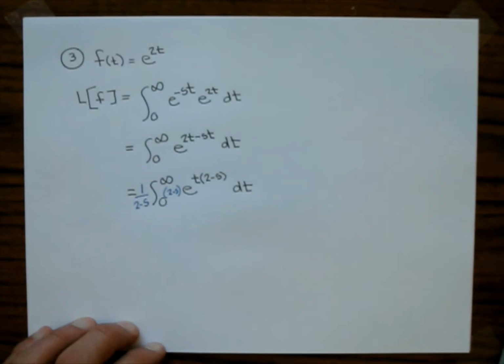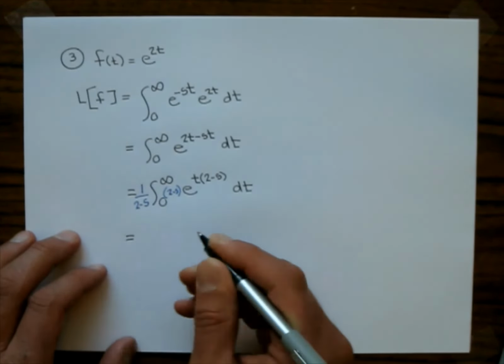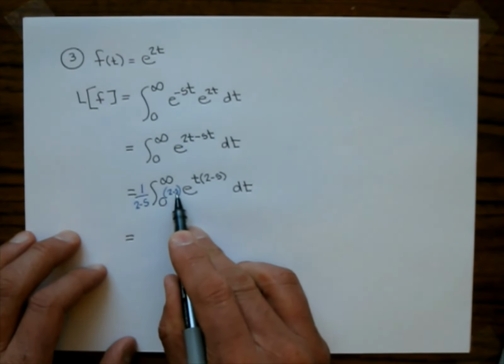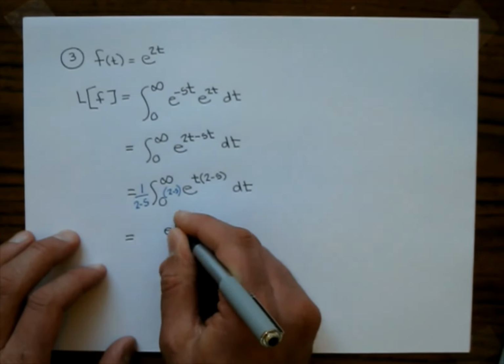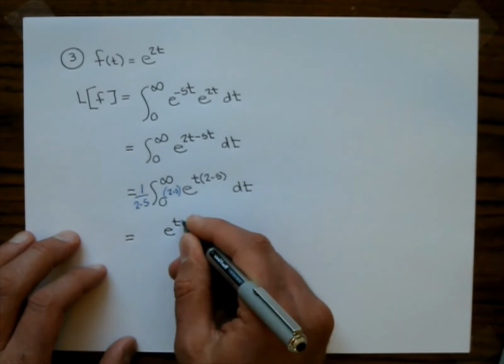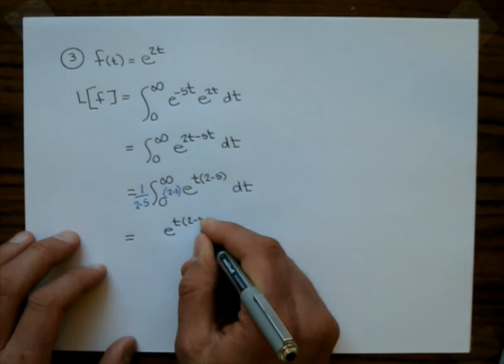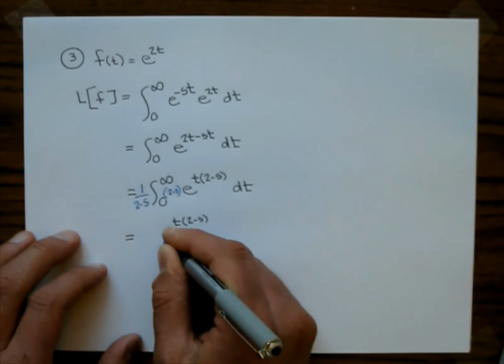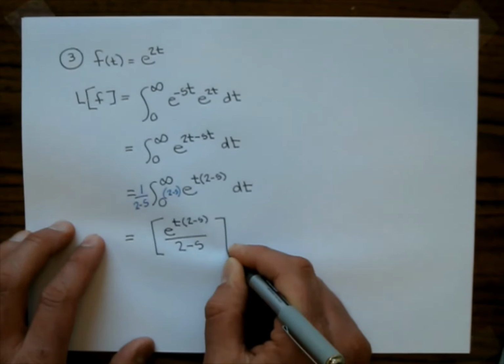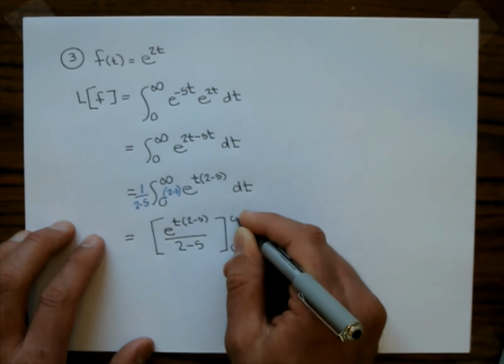And so when that happens, and I integrate this, that's going to go away because this is the reverse chain rule, and we're going to have e, because the integral of e to something is e to something. So there's that something, and then this is all over 2 minus s. This gets evaluated from 0 to infinity.